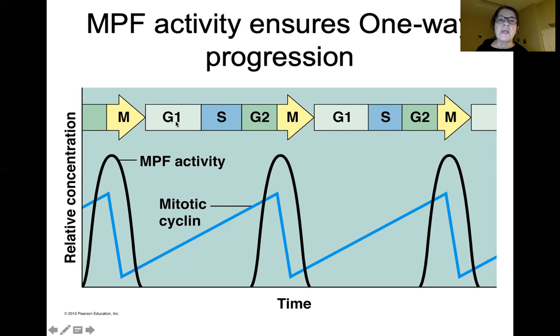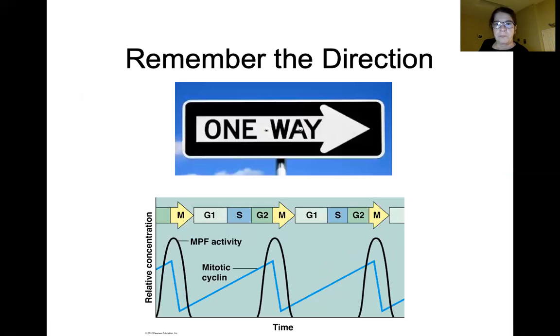So cells need to do all of these things that they normally do in G1, S, and G2 before they can enter mitosis, right? We don't want mitosis to be happening before the cells are ready. We don't want G1 and then mitosis. We need to go G1, S, G2, and then mitosis. And this is ensured by the fact that the MPF activity is only available in late G2, early M phase, and as cells exit mitosis, it will disappear, and it will disappear again until the next cell cycle. Remember the direction, one way.